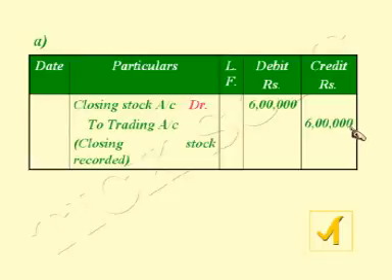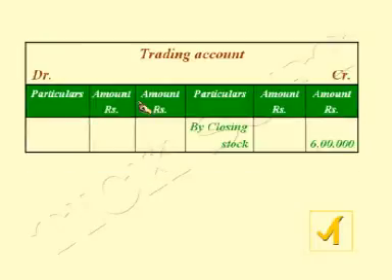All the adjustment items you have to record in two places, because both the debit and the credit aspects have to be recorded. That's why all the adjustments come in two places, don't forget. So for closing stock, this is the entry: closing stock account debit 6 lakhs to trading account 6 lakhs, being closing stock recorded. Then what is next?